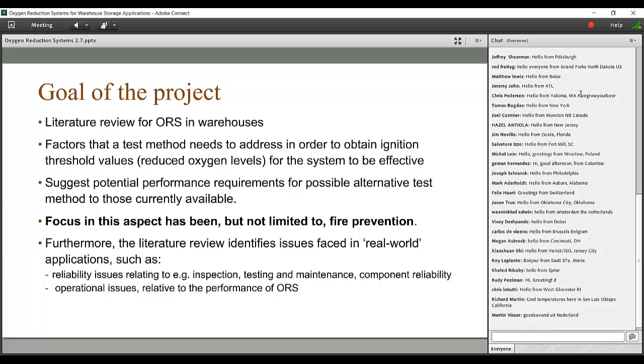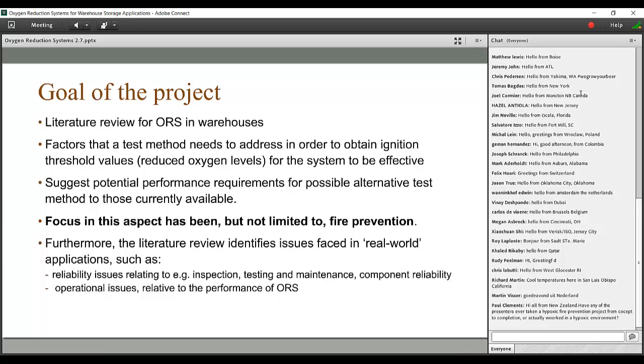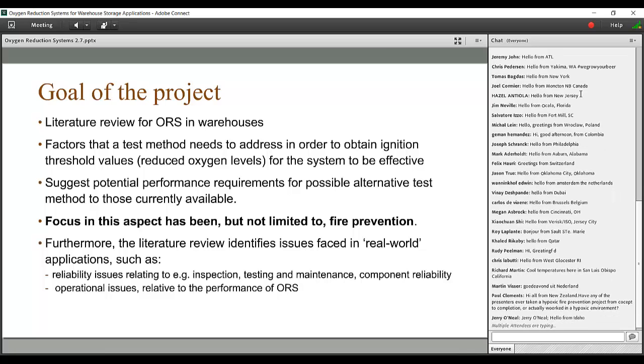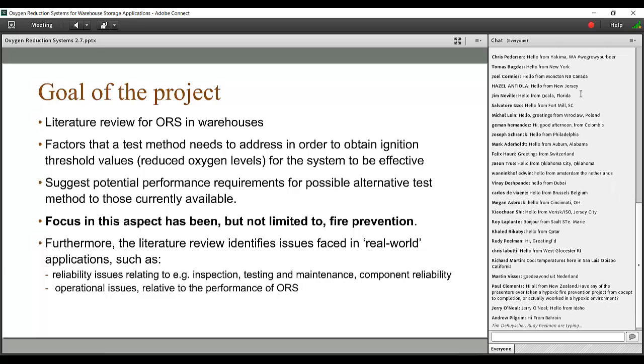Maybe important to say is that the focus of this aspect and of this project was, but not limited, mainly focused to fire prevention. And a little bit later in the presentation we'll go through this specific type of item of fire prevention.